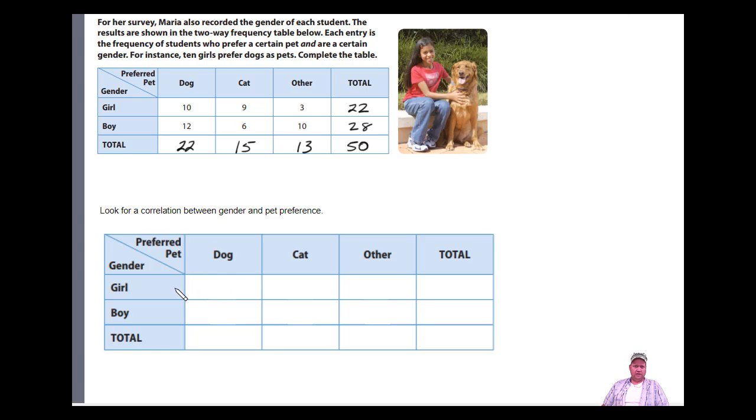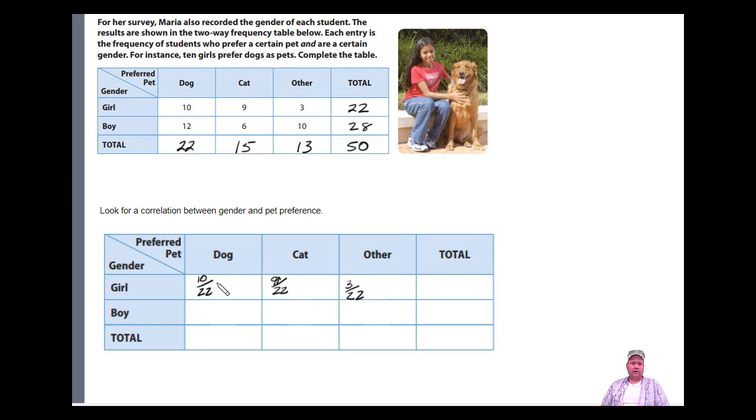So for example, if you were a girl, we remember that there were 22 girls and 10 of them liked a dog. So this fraction becomes 10 out of 22. And out of the people that liked a cat, well, 9 girls liked a cat. Out of the 22 girls, 9 of them preferred a cat. So we'll write that fraction, 9 over 22. And other was only 3 out of 22.